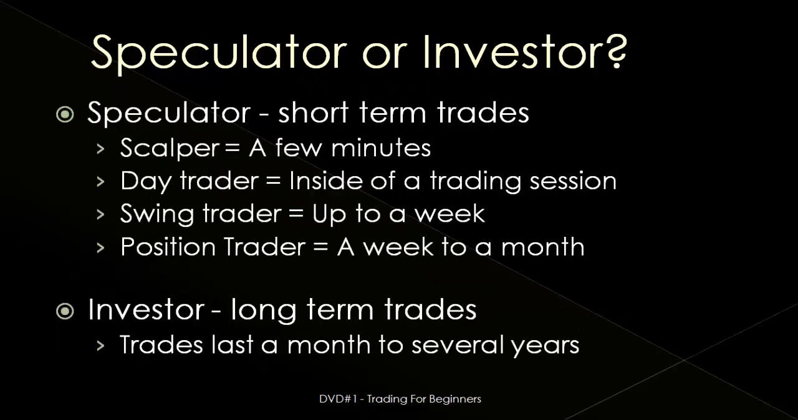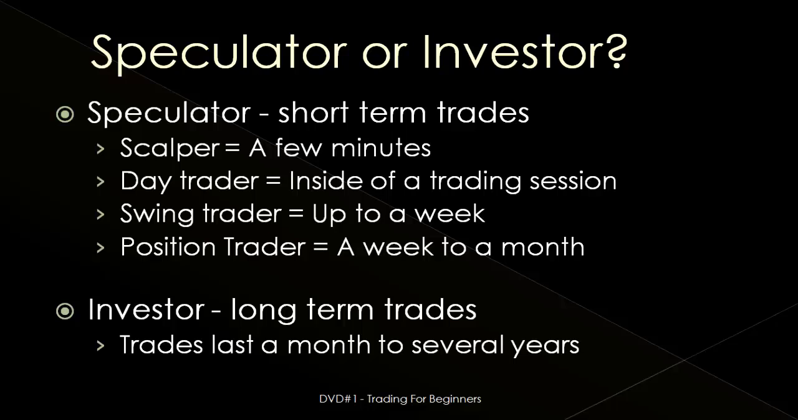Now let's look at speculators and investors. We have a number of different types of traders, and the different types of traders means different duration of trades. Let's start and look at speculators. These are short-term traders. The first type of trader is a scalper. These types of trades last for a few minutes. If you are a scalper, you're entering a trade on a very small time frame, and you're usually holding on to your position for just a few minutes.